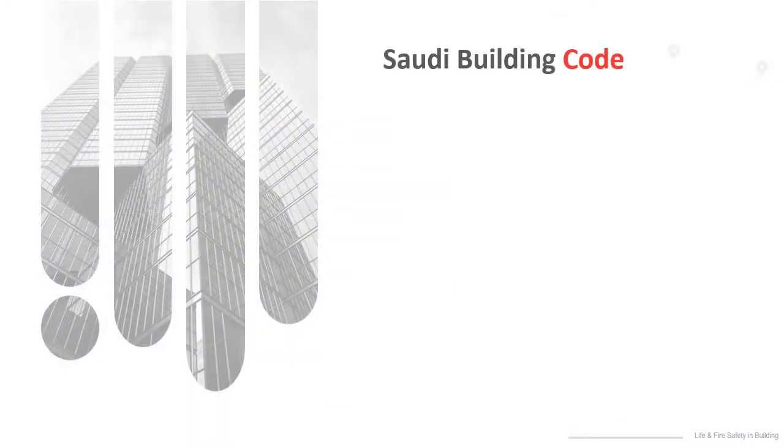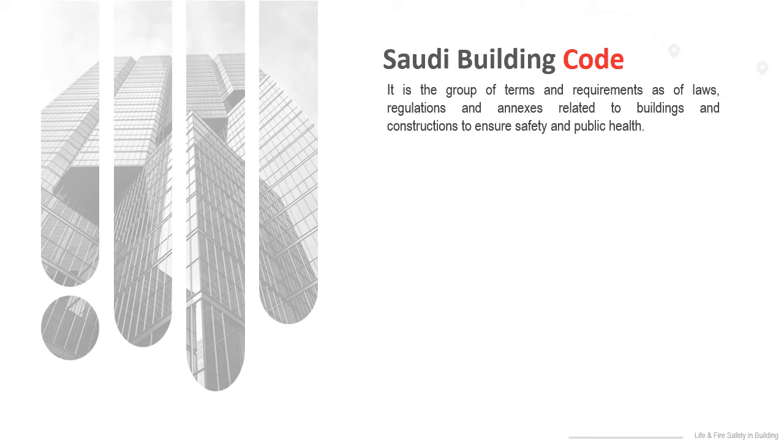The Saudi Building Code can be defined as a set of terms, requirements, subsequent laws, executive regulations, and annexes related to buildings and construction to ensure the safety of public health. The code is applied in all works of buildings and construction, including the design, operation, maintenance, demolition, modification, and rehabilitation of existing buildings and facilities.